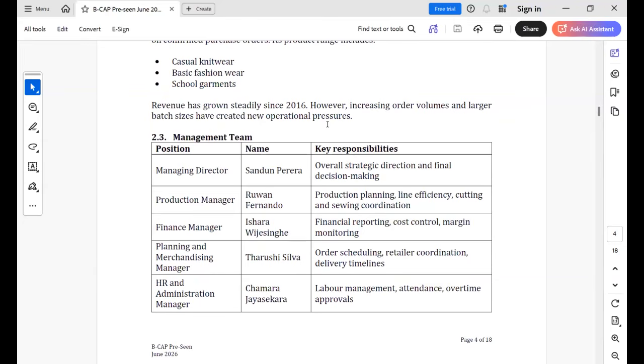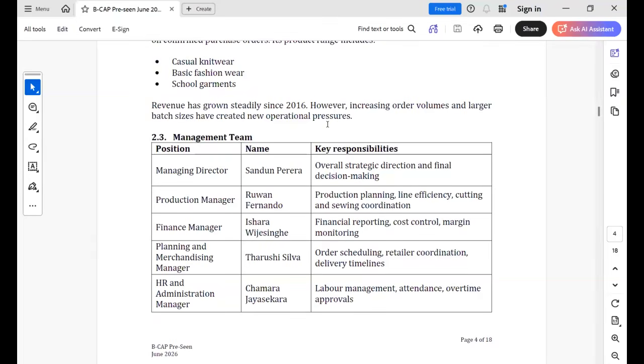So the management team details are given. You can see when you look at this management team, now you want to use your management knowledge, organization structure knowledge, right? So here, positions: managing director, production manager, finance manager, planning and merchandising, HR and admin. So this is not a sole trader company or business. It's a private limited company, right? So based on your management knowledge, what should come into your mind is there is no board of directors here.